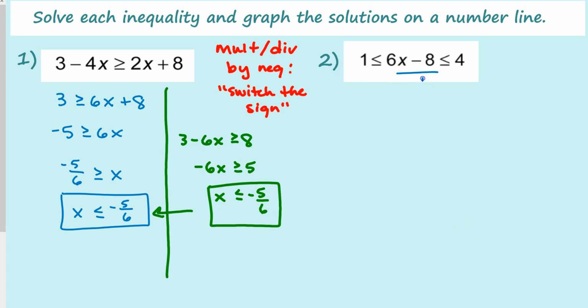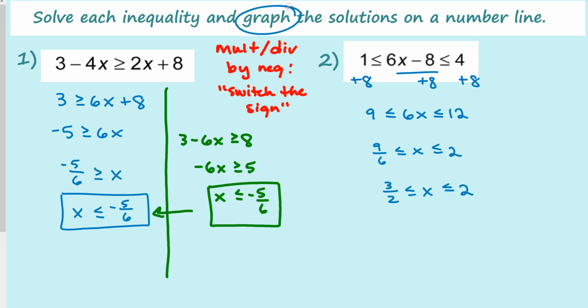Keeping it all together, we're going to add 8 to all three because we're trying to get x by itself. So we have 9 is less than or equal to 6x is less than or equal to 12. And then divide all three of them by 6. So we have 9/6 is less than or equal to x is less than or equal to 2. Simplify that, and we have 3/2 is less than or equal to x is less than or equal to 2.